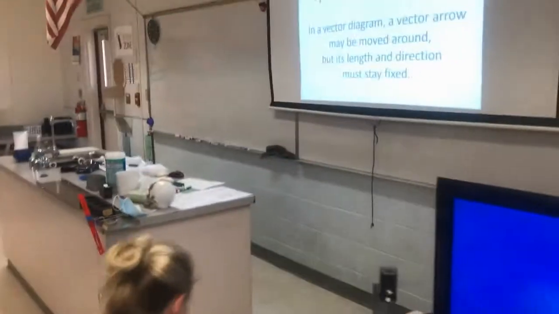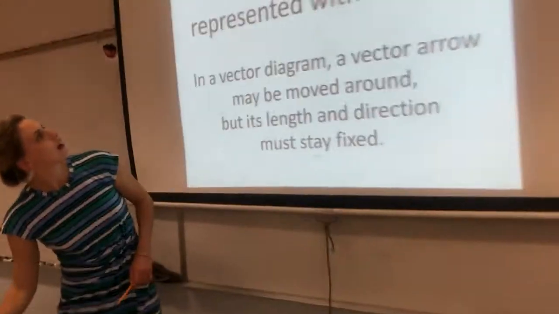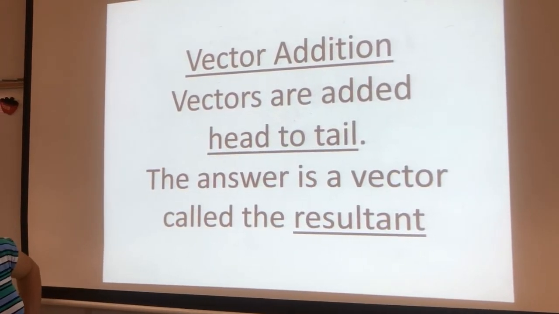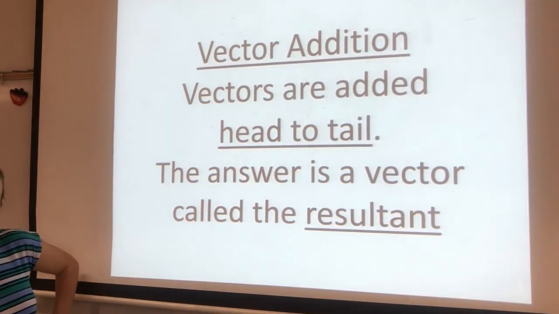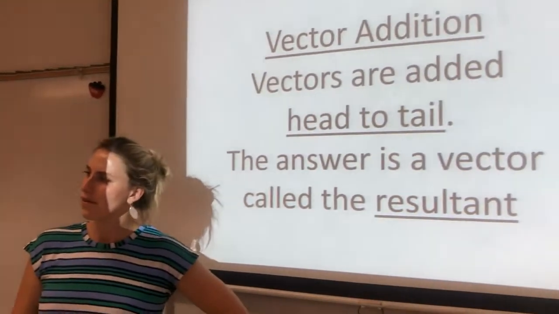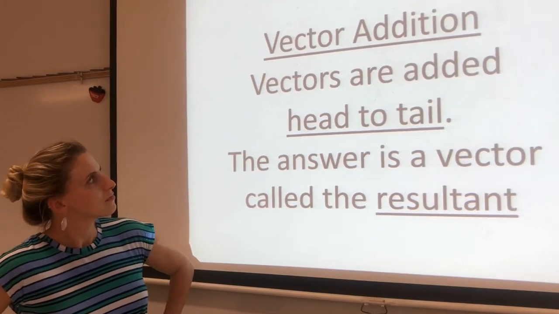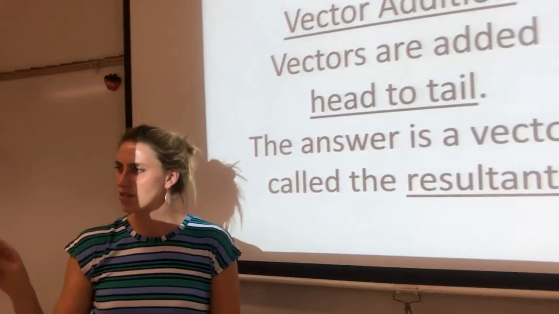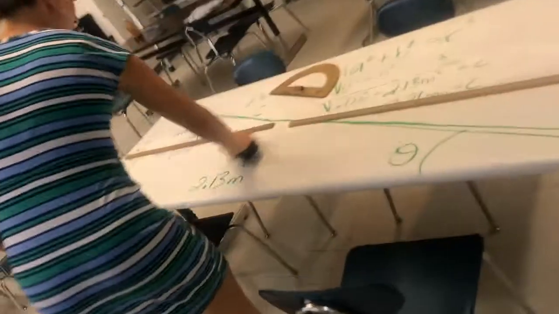Let's see, what else do we have up here? We'll come back to this. Vector addition. Vectors are added head to tail. We just said that. The answer is a vector called a resultant. So when we were walking out there, we were adding vectors because, just like you said, the head of the first one was at the tail of the second one. Exactly. Now, didn't we also do something with vectors earlier? Couldn't we add some vectors over here? I could do the same thing.